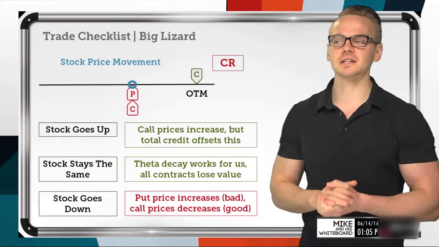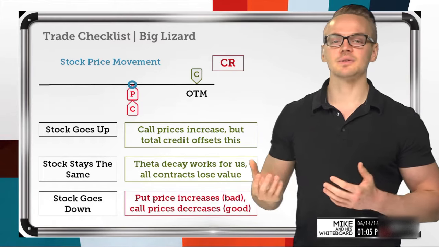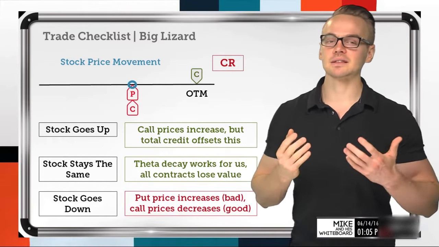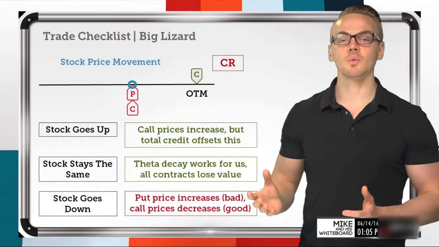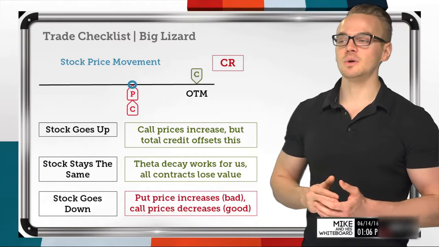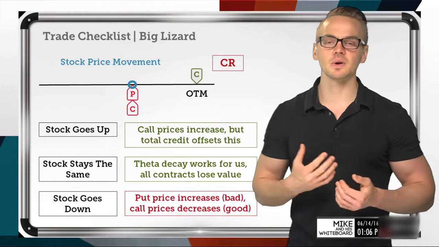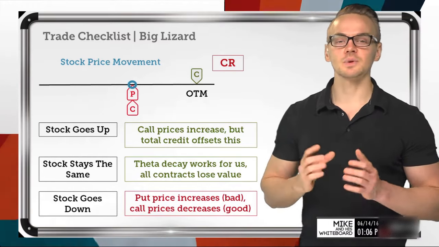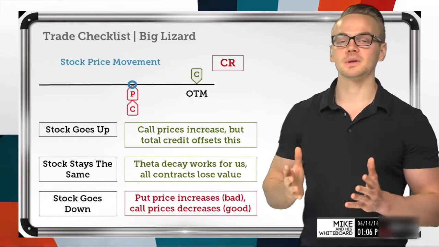So with this strategy, it's very similar to the jade lizard, and really the only difference is how the strategy is set up and how much we are impacted by the stock price staying the same. So when the stock price goes up, as long as we set it up correctly where we're collecting more overall than the width of our call spread, we're going to be seeing a small profit. The call prices are going to increase, which is going to be bad for the position, but the total credit will offset this. So really the key to having no risk to the upside is collecting more than the width of that call spread.